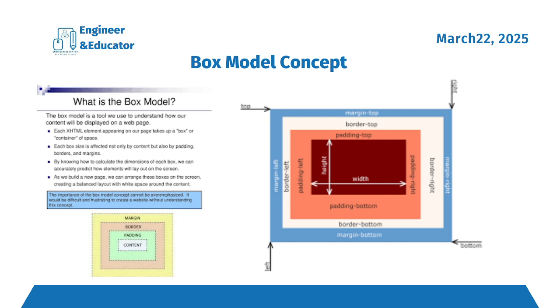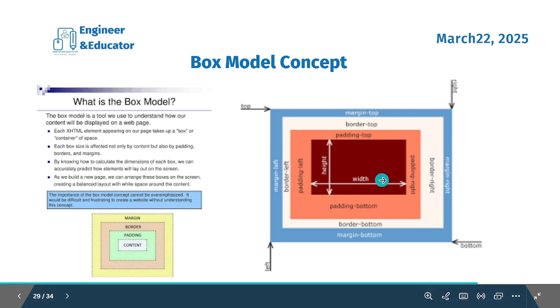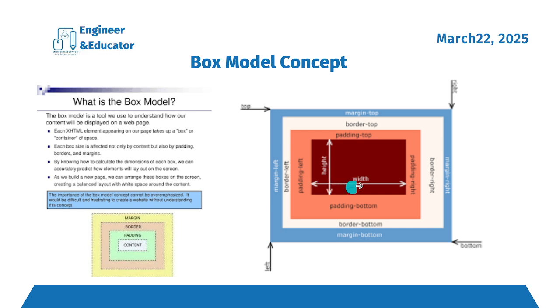Each HTML element that appears on our web page takes up a box or a container of space. Each box's size is affected not only by the content, that particular box has the content, but also by padding, border, height, and width. These are all properties of that particular element. So every HTML element that appears on a web page is made into a box. So it has taken a box model. So that is the box model concept.